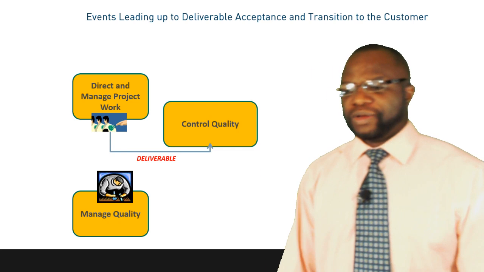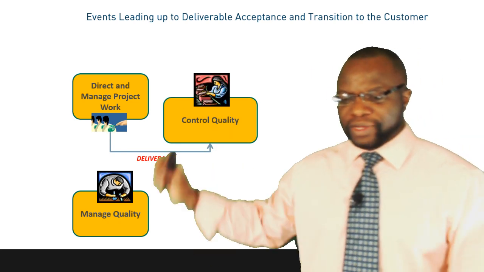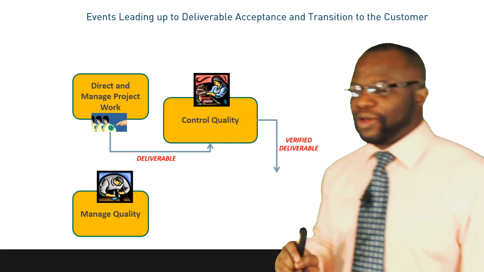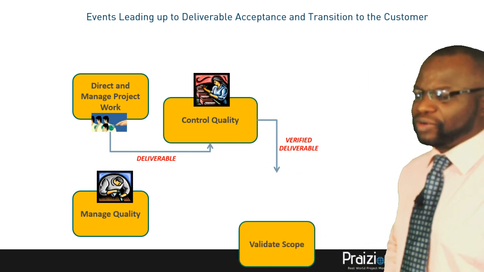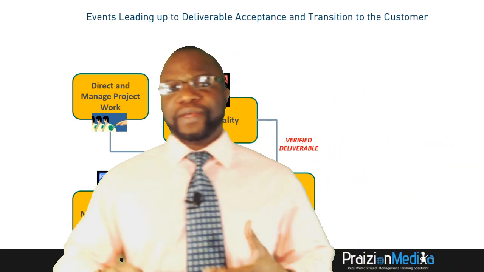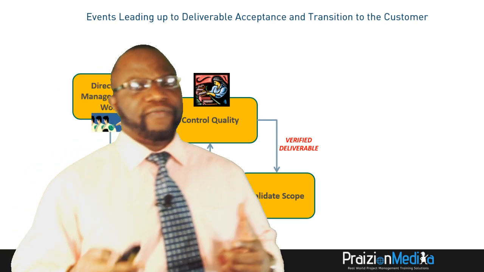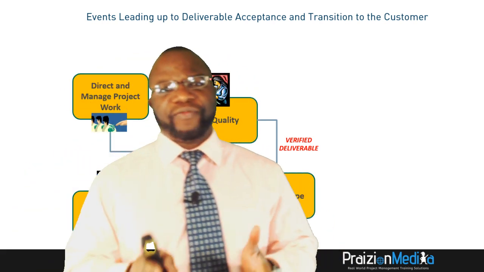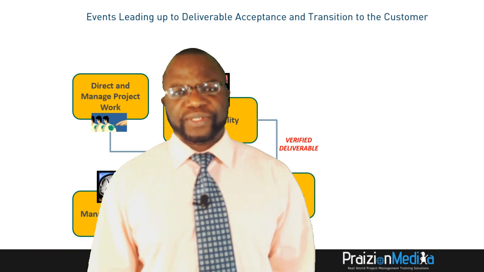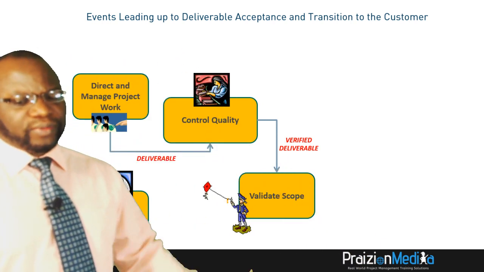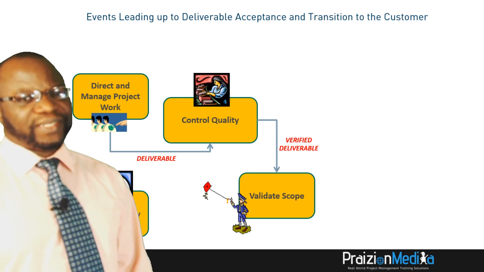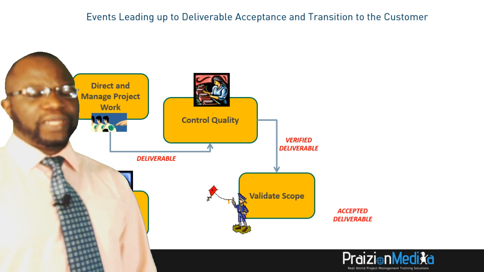We get a deliverable. It goes to control quality. The lady on the conveyor belt, she's going to inspect it. She ends up telling us, oh, it's good. We get a verified deliverable, and that goes to validate scope. And this is where the customer checks that verified deliverable. There's a difference between verified deliverable and deliverable, like I told you in the previous sessions. Now, the customer is checking the deliverable. Will the deliverable pass the test? Let's see. Oh, it did.